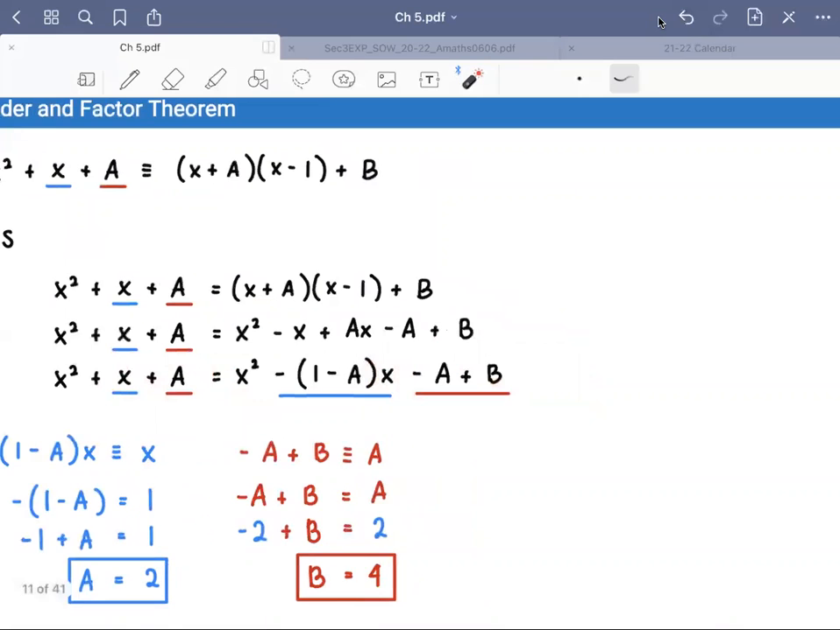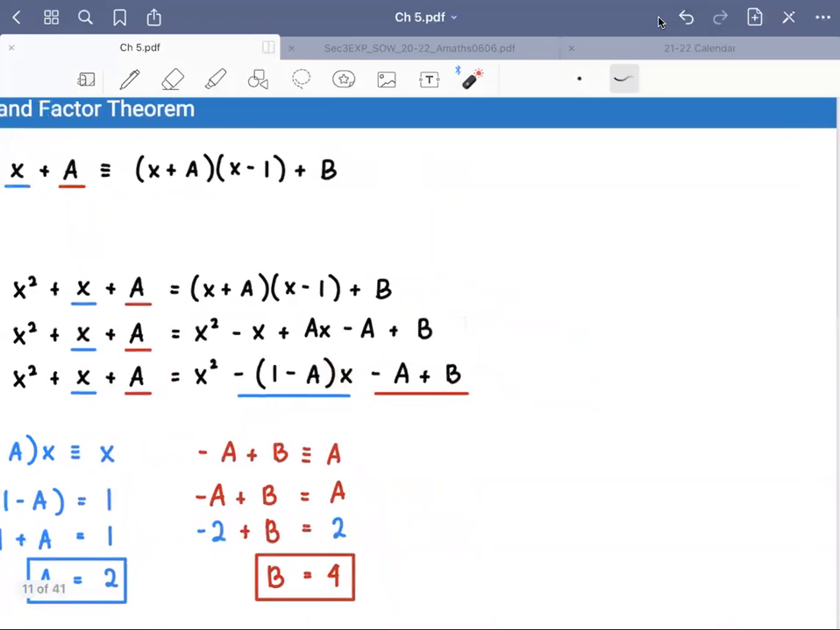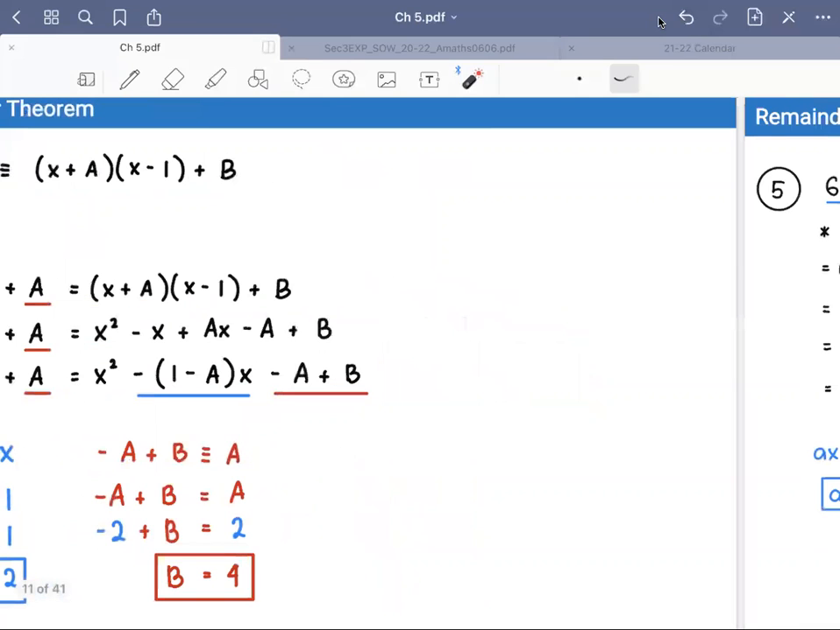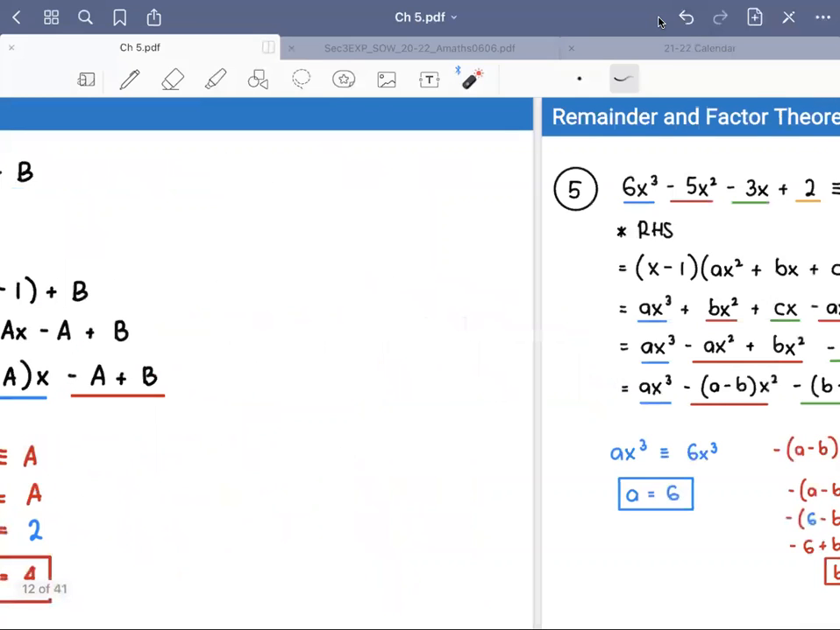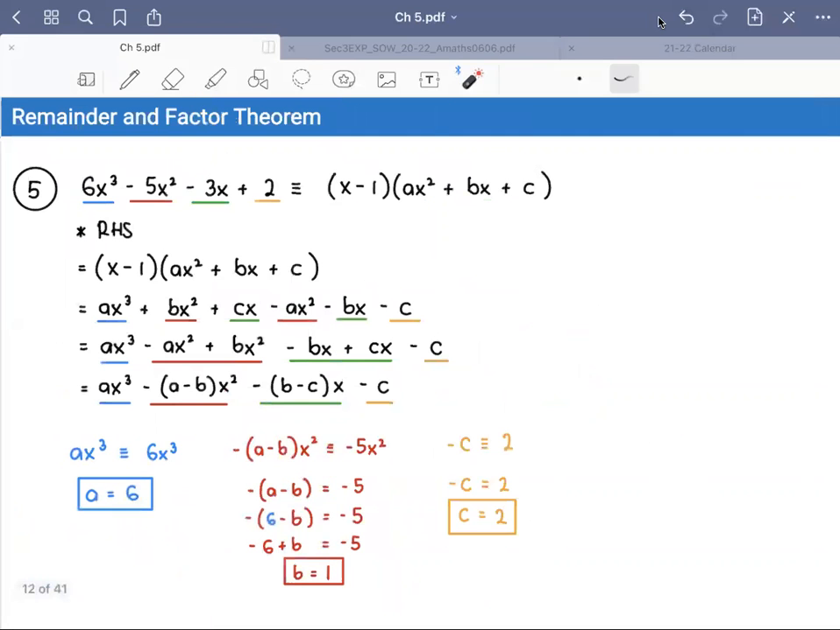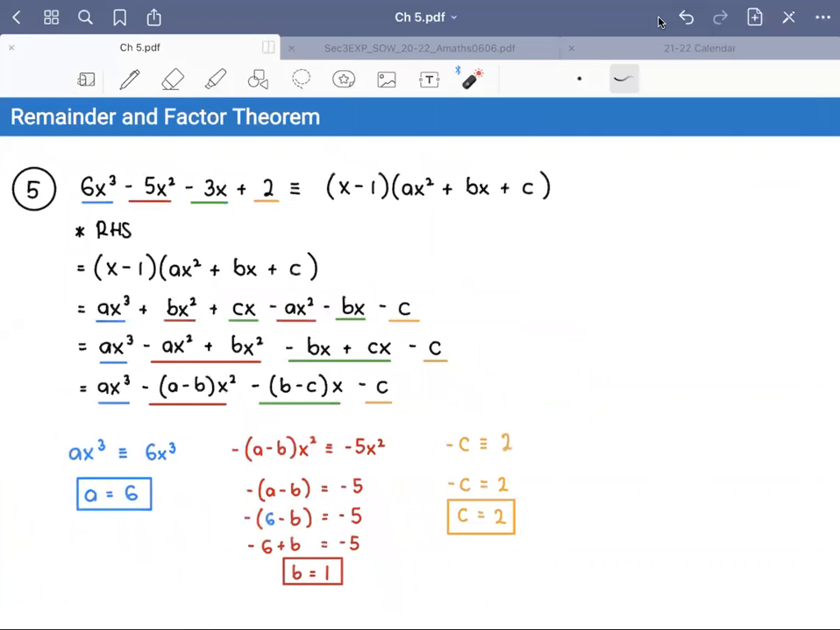So let's have our last example from yesterday. This was your homework, right? Okay, so we're given 6x cubed minus 5x squared minus 3x plus 2. And then we need to find the value of a, b, and c. So basically, class, we need to simplify this side, right? So let's remove the brackets right away.